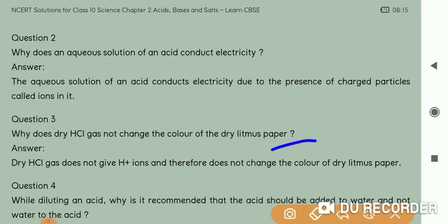Okay, so you can see here dry HCl gas doesn't give H plus ions and therefore does not change the color of dry litmus paper. So this is the answer.